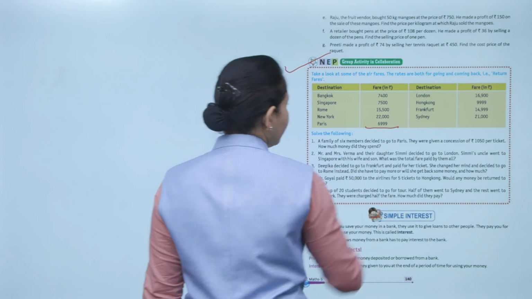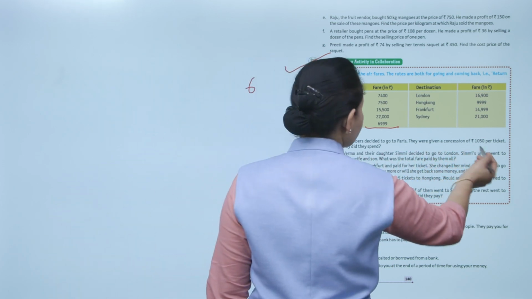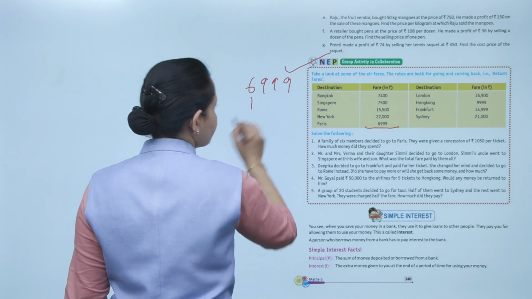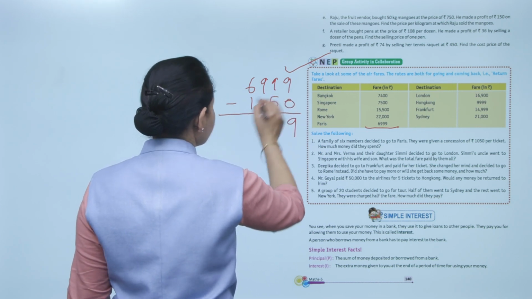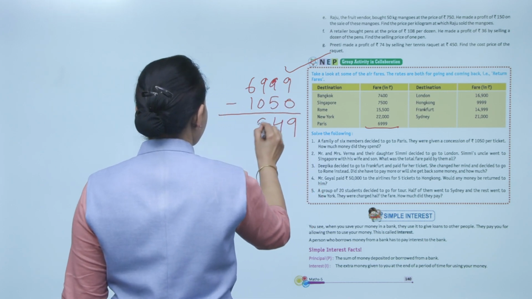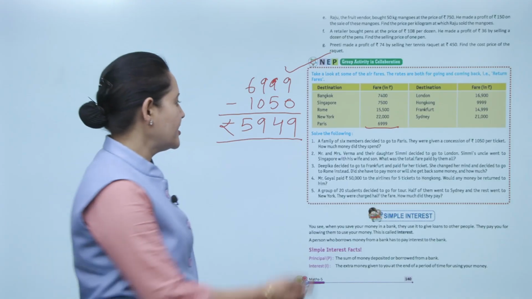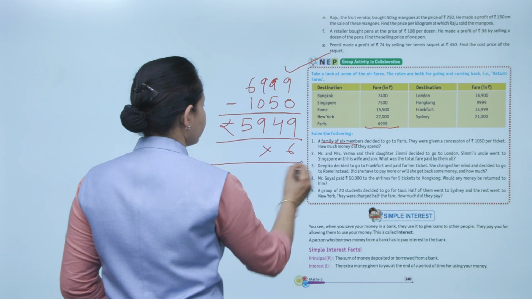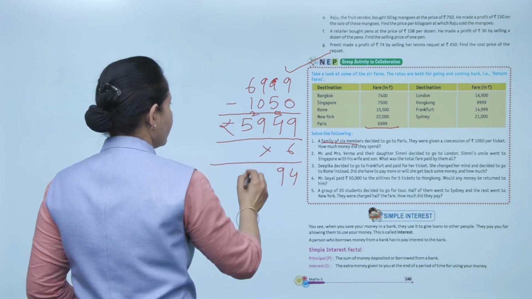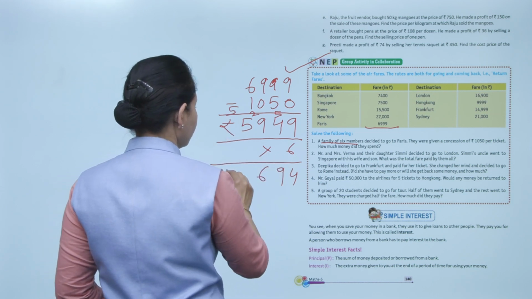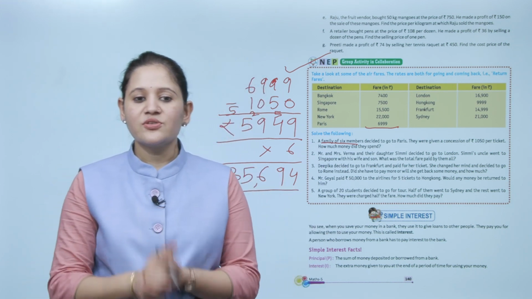So for Paris, the fare is 6,999 for each person and a concession is given of 1,050 per ticket, which means it is costing rupees 5,949. There are 6 members, so that is multiplied by 6. 5 carry over. So it costs a total of 35,694 rupees for 6 family members. Clear? So this way you will solve the other question.